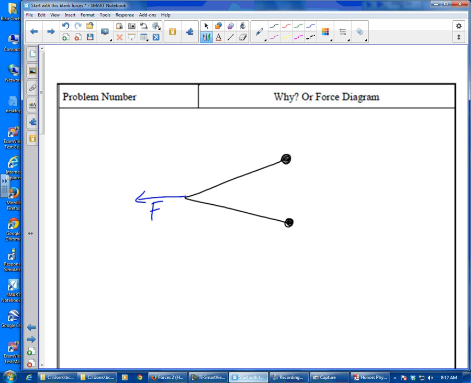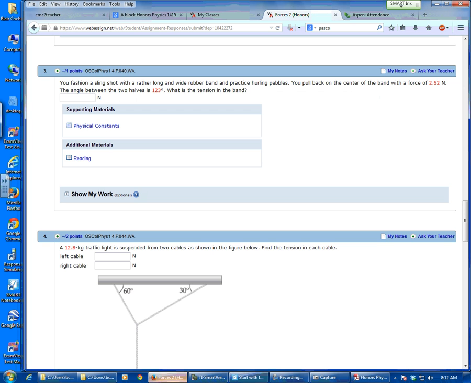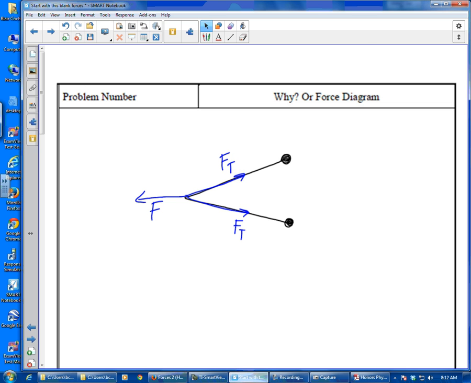All right, so it's going to pull back with a force of tension here, and that's going to be equal to the force of tension here. Those two are going to be the same. And it tells me the angle is 123 degrees. So that says that this angle that I've drawn really small is 123 degrees.